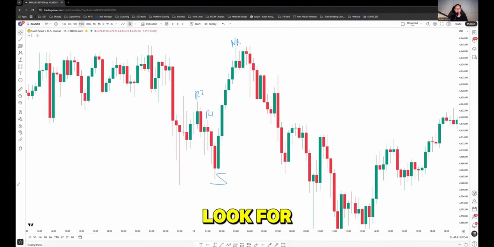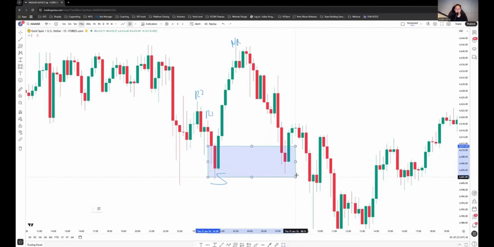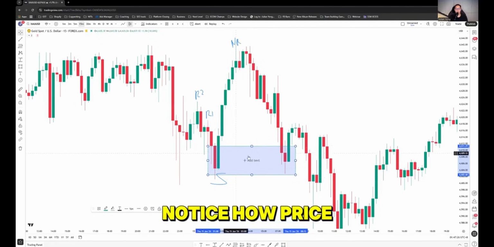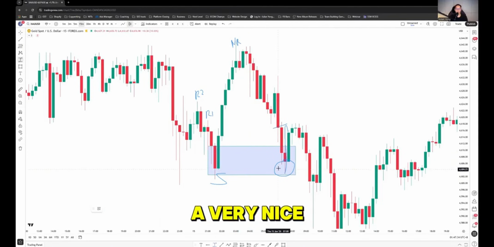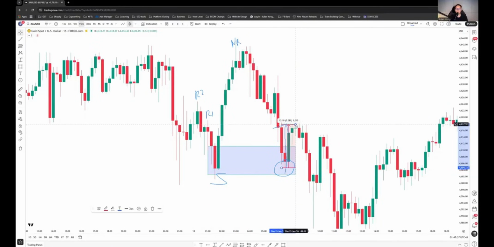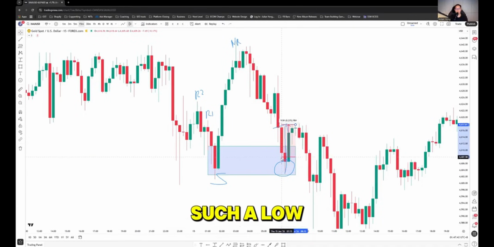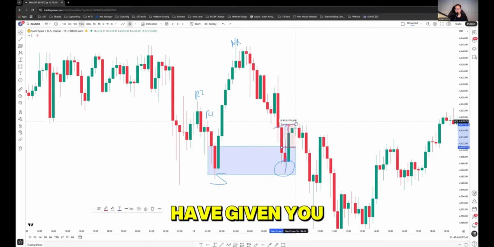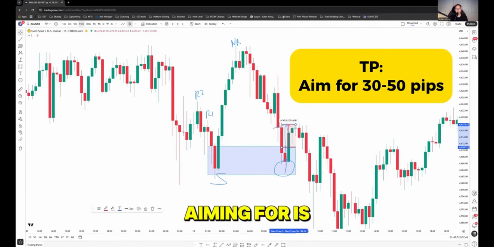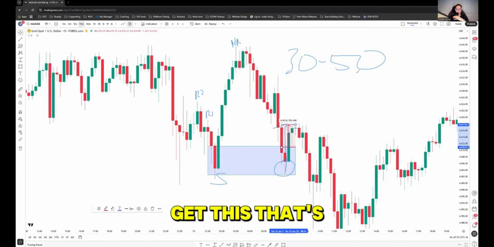And right here, we want to look for this area right here. Notice how price comes into the support, pushes up, and this will actually give you a very nice 100 pips, right? This itself gives 100 pips. Now, obviously, if you didn't enter at such a low area, maybe you entered slightly higher, this is also around 100 pips there, right? If you enter at the top here, this also would have given you about 60 pips. But what we're aiming for is just 30 to 50 pips. If you can get this, that's good enough.